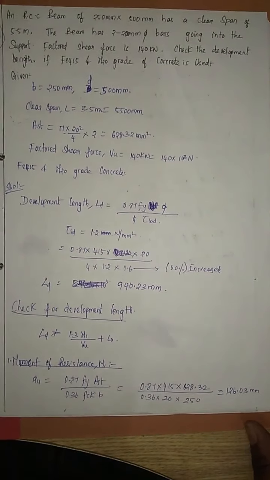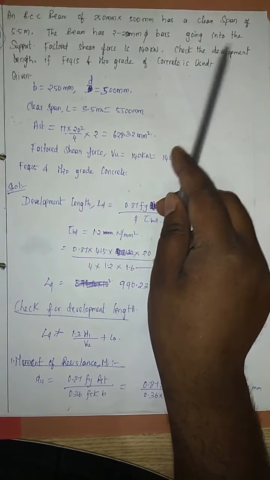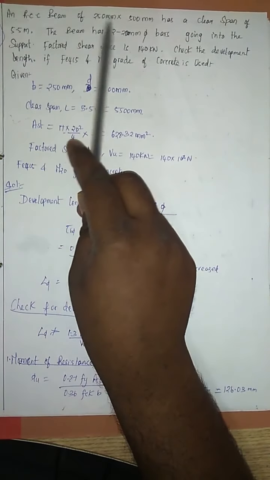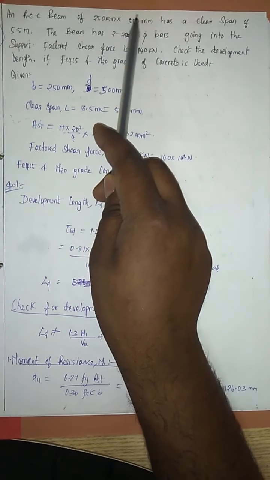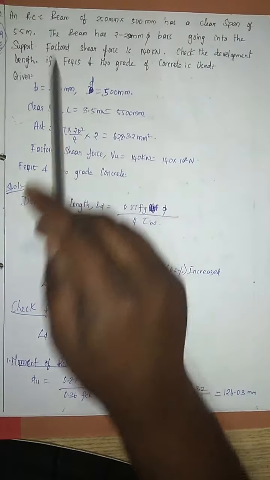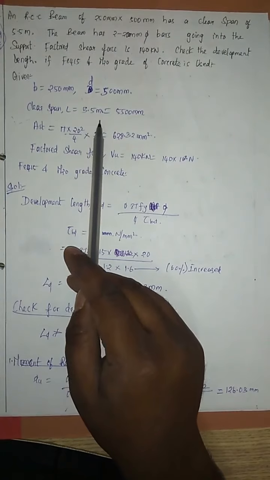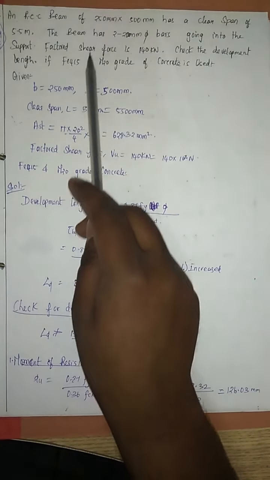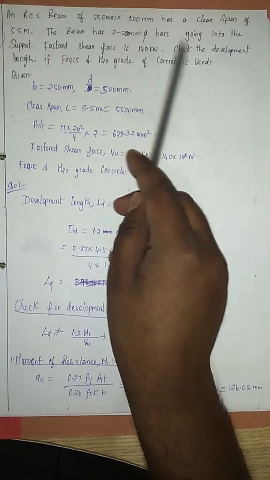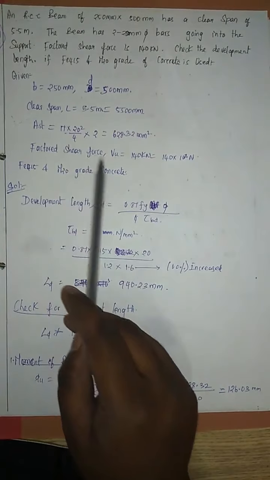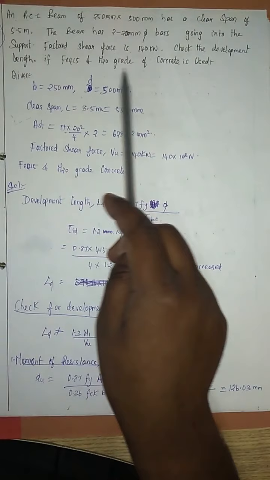So write: an RCC beam of 250 into 500 mm has a clear span of 5.5 meter. See, B is equal to 250 mm and 500 mm. Simply, if they give 500 mm, it is nothing but small d. Effective depth small d is equal to 500 mm. Clear span L is equal to 5.5 meter, that is 5500 millimeter, and AST is equal to pi into 20 squared by 4 into 2, two numbers of 20 mm bars going into the support. Factored shear force VU is given as 140 kilonewton, 140 into 10 power 3. Check the development length if Fe415 and M20 grade concrete are given.